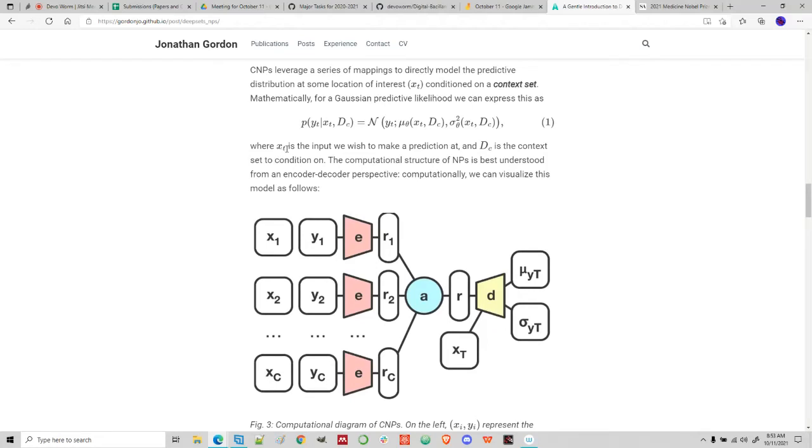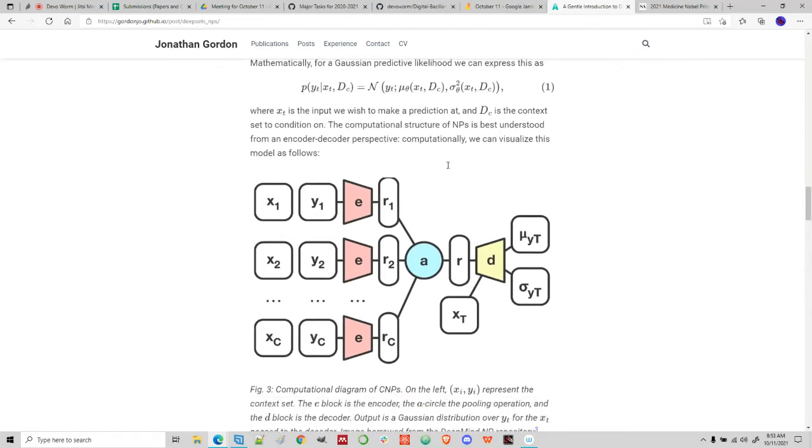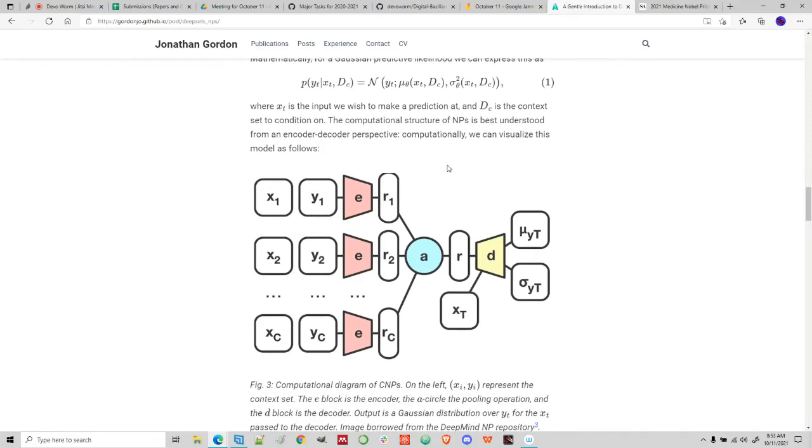So y sub t is the input we wish to make a prediction at. D sub c is the context set to condition on. And so this is the computational structure of a neural process. This is an encoder-decoder perspective here. So we can build this. This is an encoder and then the decoder from A.